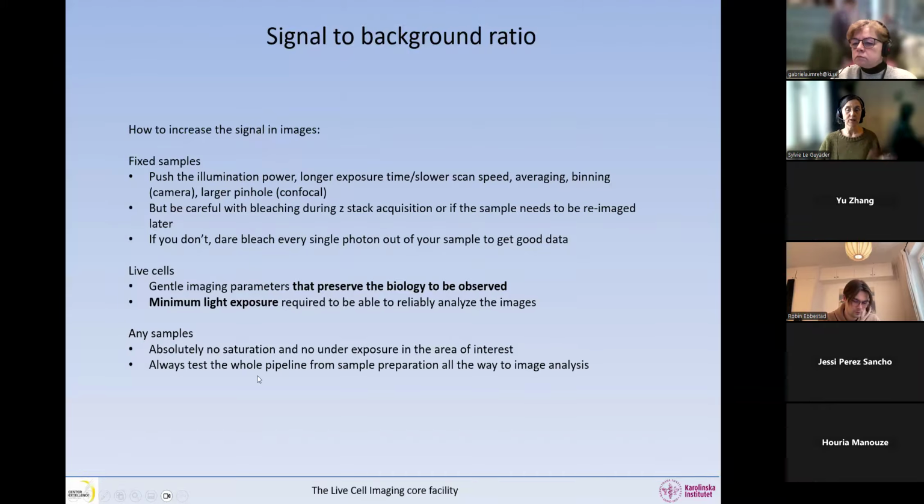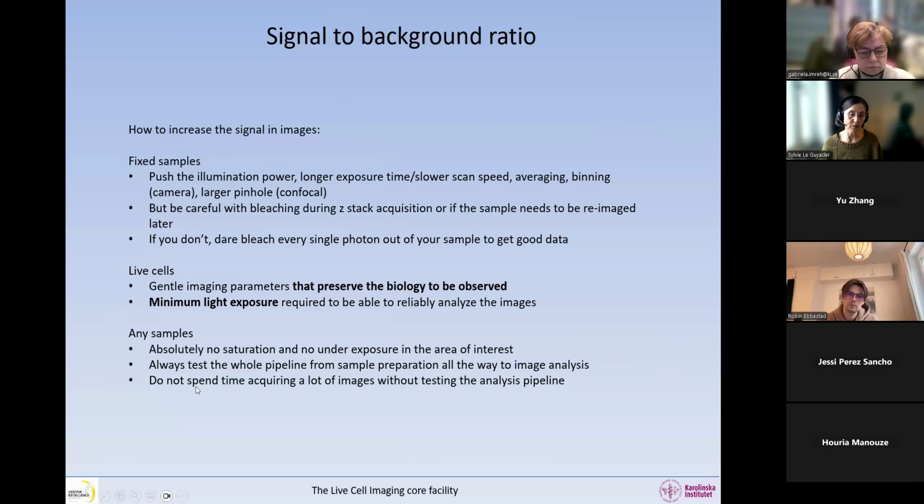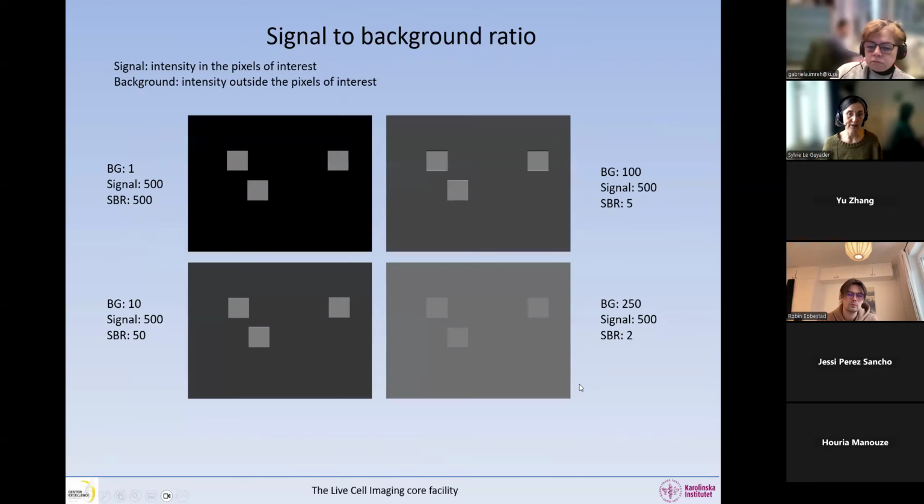And we always need to test the whole pipeline from sample preparation to image analysis so that we know if our imaging setup is actually working for the image analysis. So please do not spend time acquiring lots of images without testing the image analysis pipeline. We need to go all the way to the end.